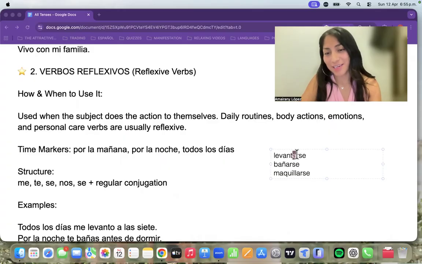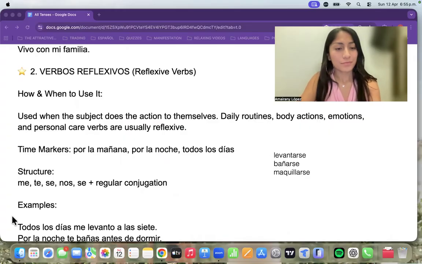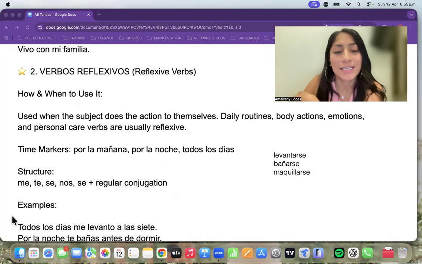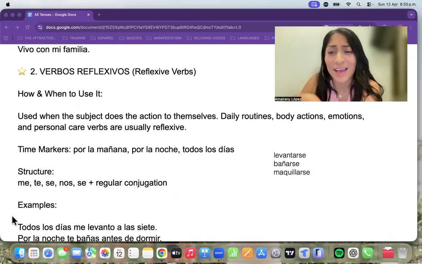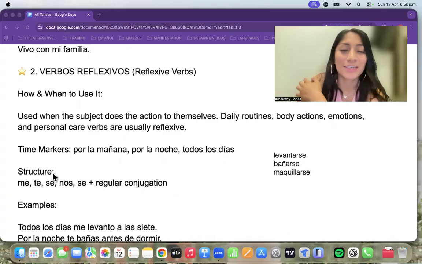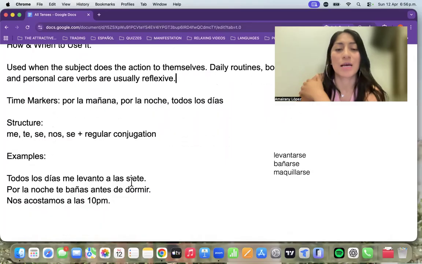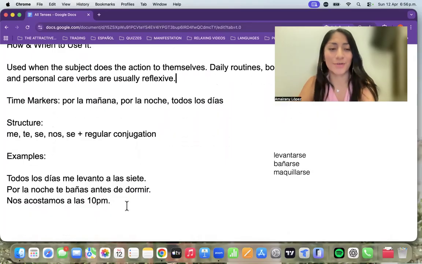And a lot of them, like I said, a lot of Spanish verbs, they end with -ar. Okay, so these are our reflexive verbs. Now, time markers: por la mañana, in the morning; por la noche, at night; and todos los días, every day. Actually, the time markers for both the reflexive verbs and the present tense are the same, okay? So you don't have to worry too much about the time markers being completely different every time. There are time markers that we can use for more than one tense, okay?